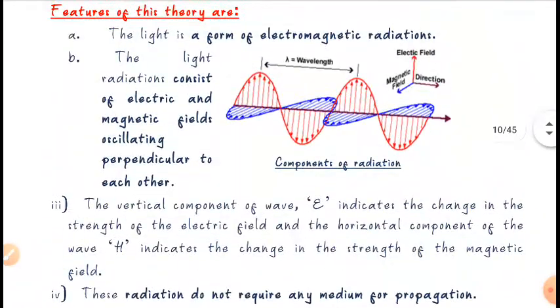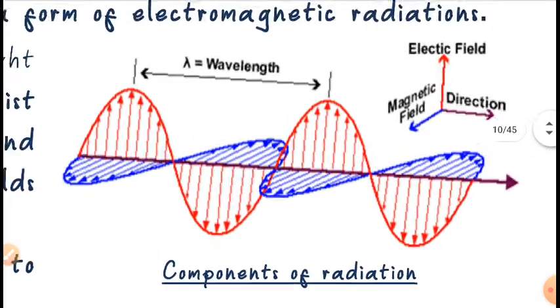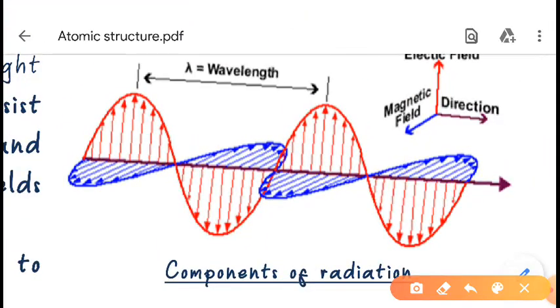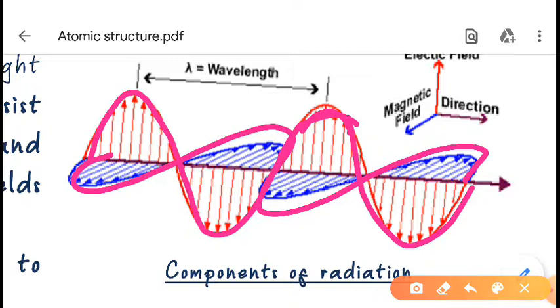We can easily understand with this diagram. You can see here, if you consider the red one as the electric wave, meaning the electric field, and the blue one as the magnetic field, you can easily see that the electric field and magnetic field are perpendicular to each other. How can you identify that?